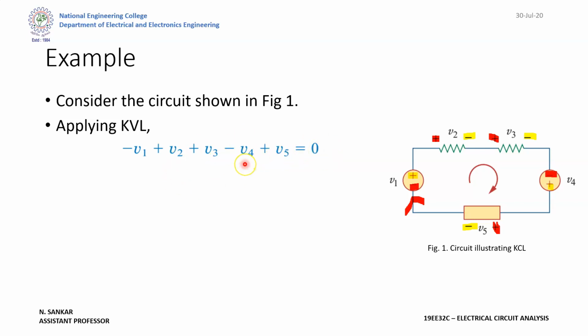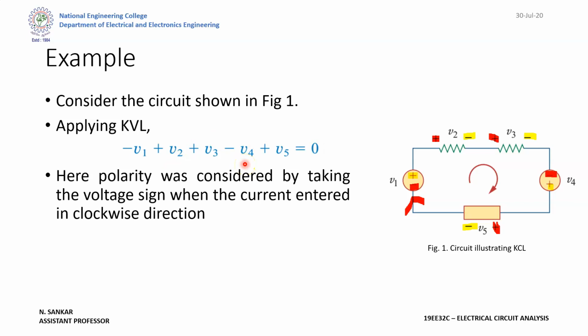This can be rearranged in terms of voltage drop, because minus V1 and minus V4 can be taken as voltage drops. Negative is drop, positive means rise. Voltage drops equal voltage rises, that is, V2, V3, V5 are voltage rises, and V1, V4 are voltage drops.